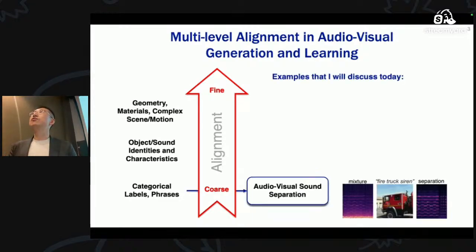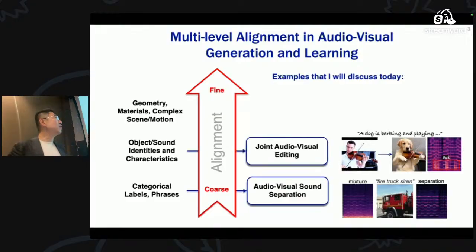Today I'm going to give you a couple of examples across this spectrum of alignment. At the very coarse level, we have audio-visual sound separation. The idea is that, given an audio mixture and a semantic indication, like a text prompt or even a visual image, we can separate out the corresponding semantic object's sound from the audio mixture.